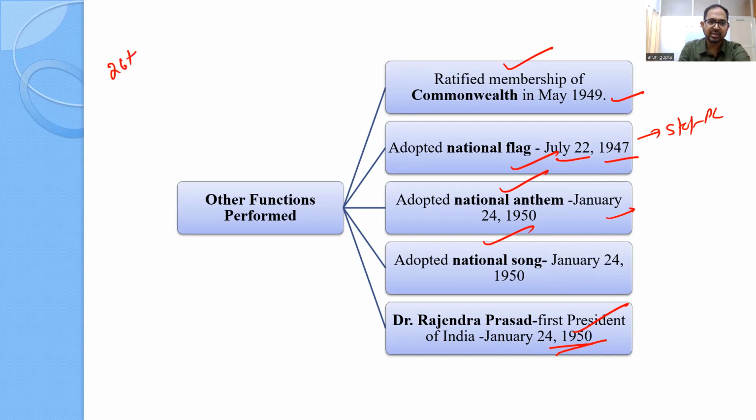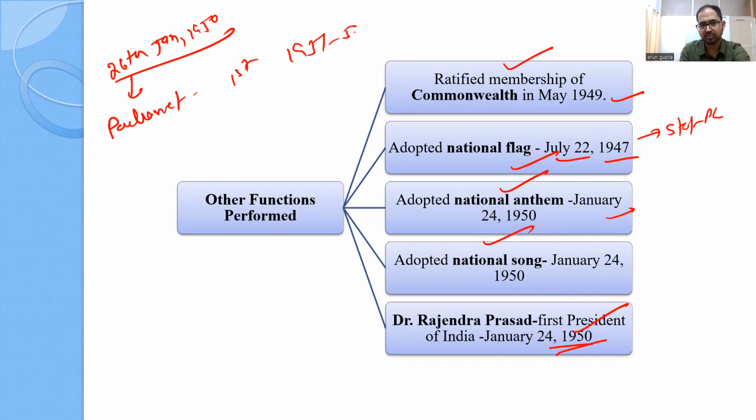On 26th January 1950, the Constituent Assembly ceased to exist, but it still acted as a parliament till the first general election in 1951-52.